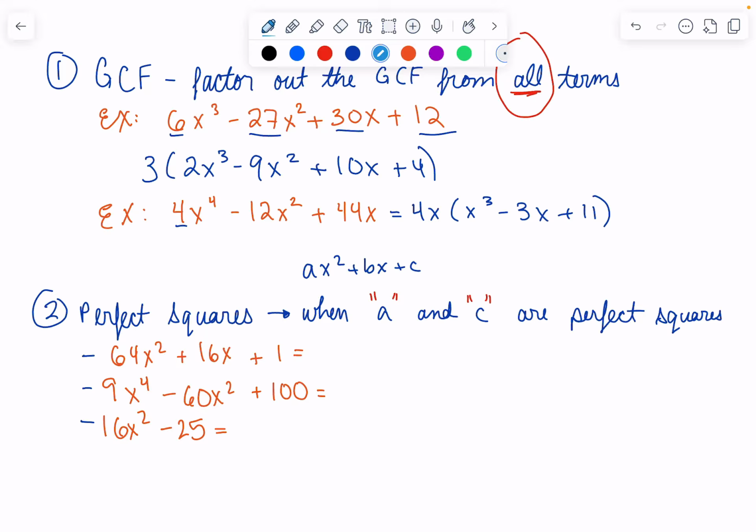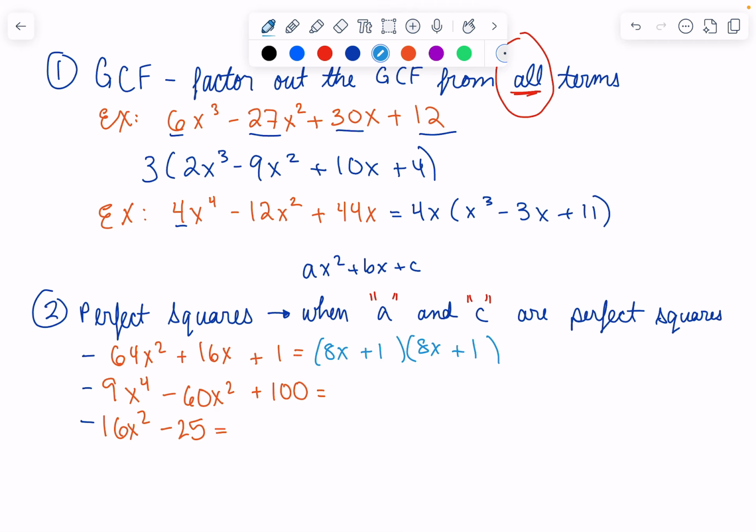So for this first one, 64x squared is a perfect square. 1 is also a perfect square. The square root of 64x squared is 8x, so that's going to be the first term in both parentheses. And then the square root of 1 is just 1. So that's the second term in both parentheses.